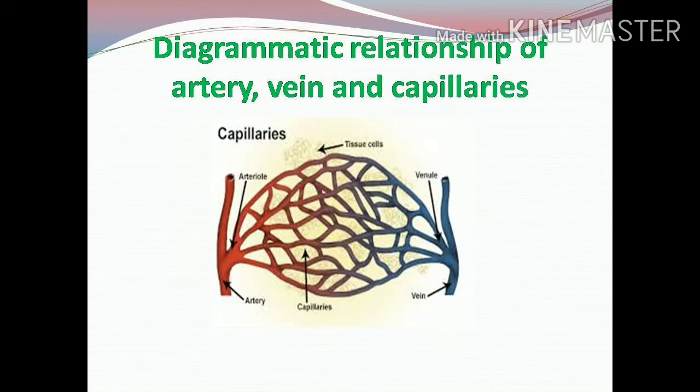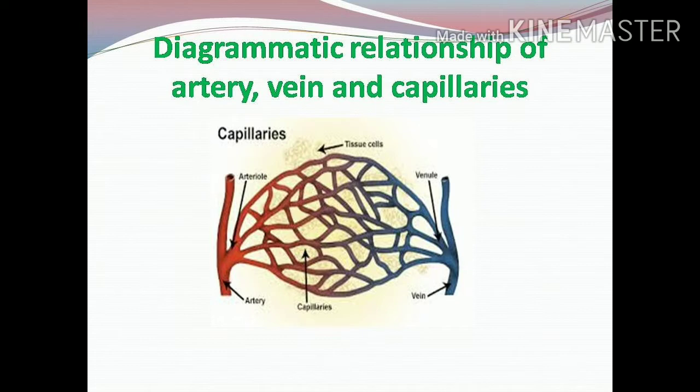Now in the diagram you can observe that the artery divides into arterioles, blood enters inside the arteriole, and the arteriole again divides. These are called capillaries. These are arterial capillaries. When the capillaries carry deoxygenated blood, they are called venous capillaries. When the capillaries carry oxygenated blood, they are arterial capillaries.